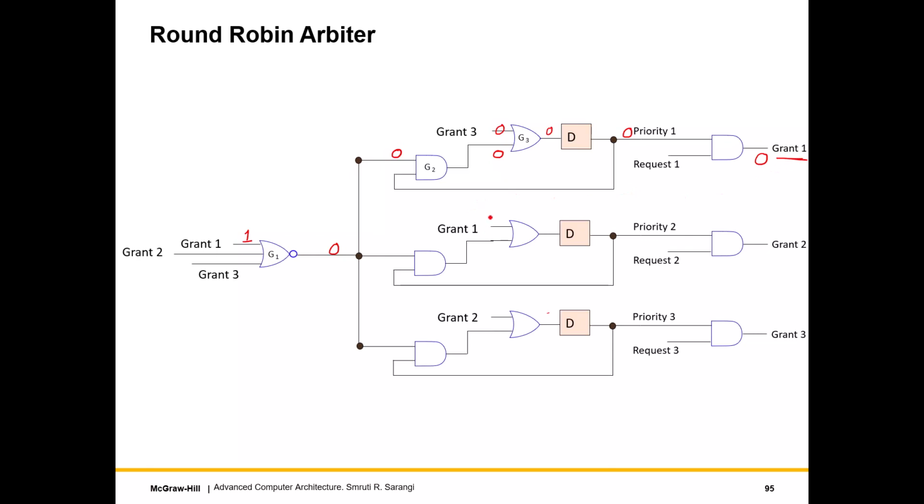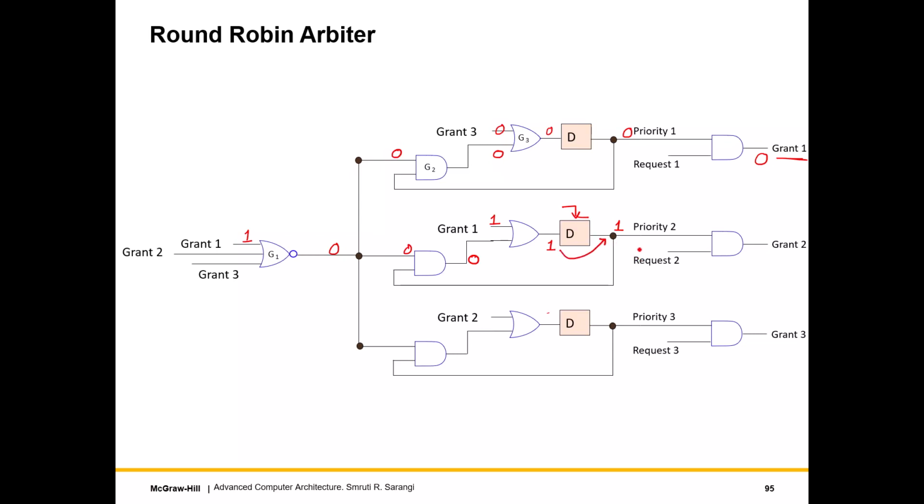But now let's see what happens. Let us again look at the previous cycle when grant 1 was 1. In this case, if grant 1 was 1, this is 0. The output of the AND gate over here is 0 because one of the inputs is 0. If I compute an OR between 0 and 1, this becomes 1. And this basically means that in the next cycle, of course, the priority for request 1 becomes 0, but the priority for request 2 becomes 1, right? Because the D flip-flop value at the negative edge gets transferred from here to here.